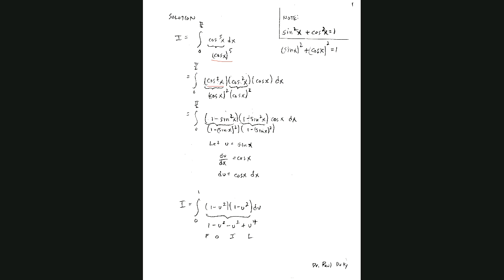I can write the cosine of x to the 5th power as the cosine of x quantity squared times the cosine of x quantity squared times the cosine of x, which is just, in terms of notation, cosine squared of x times cosine squared of x times cosine of x. So let me let you write that down.